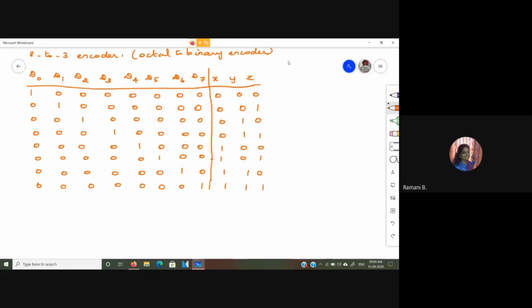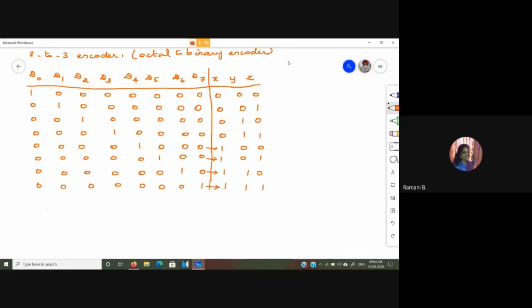Here also you can consider the reverse case, that is for the corresponding input alone you have 0 and rest of the inputs to be 1. You can implement it that way also. So now you are to find the expression for X, Y, and Z. So here you need not have any table and all, because at a time only one input is 1. So here X value is equal to 1 when D4 is equal to 1, D5 is equal to 1, D6 is equal to 1, and D7 is equal to 1.